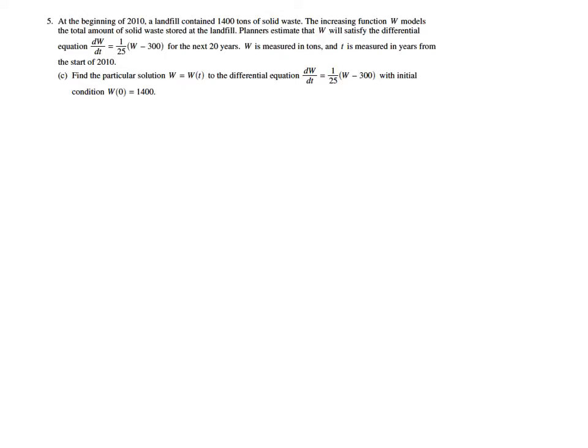So when I do that, I'm going to divide the W minus 300 over to the other side. So we get 1/(W minus 300) dW is equal to 1/25 dt. I've separated W's on the left, t's on the right. And essentially I'm just dividing this W minus 300 over here and then multiplying the dt over there. Now that I have W's on the left, t's on the right, I just anti-differentiate both sides.